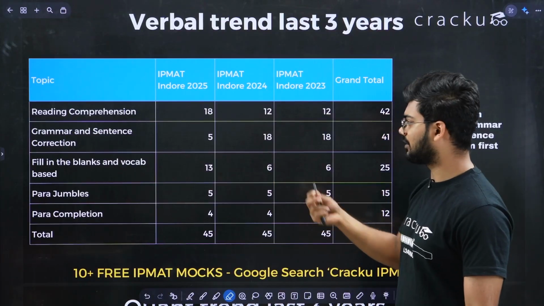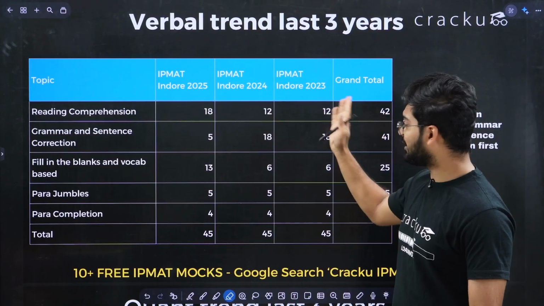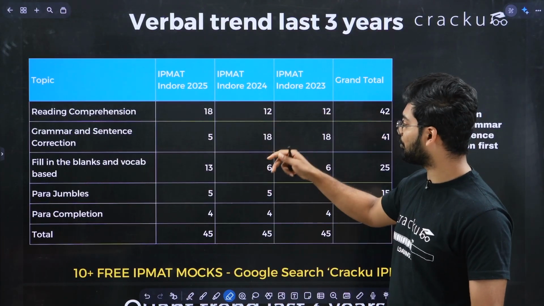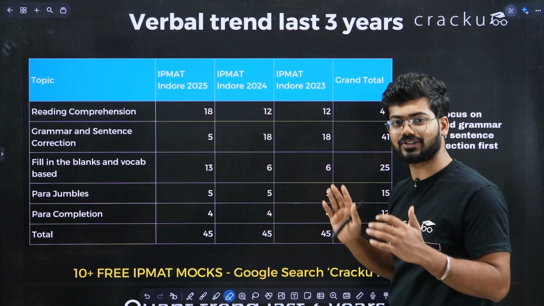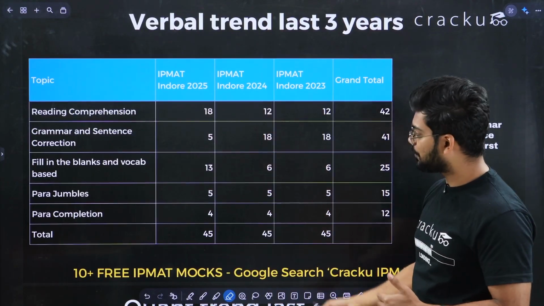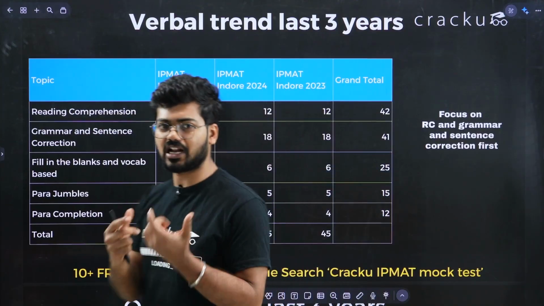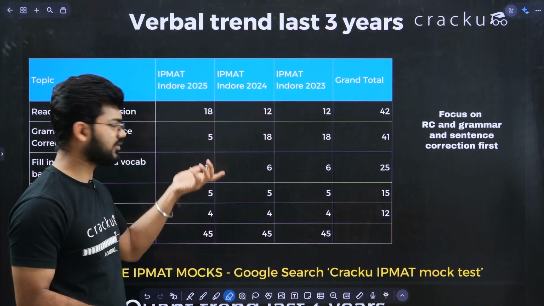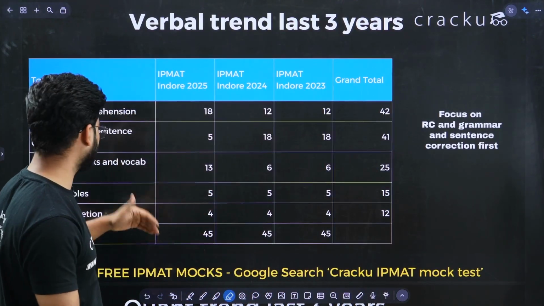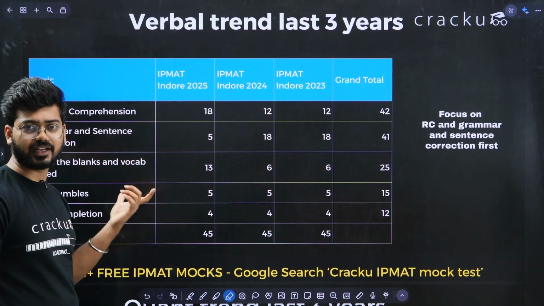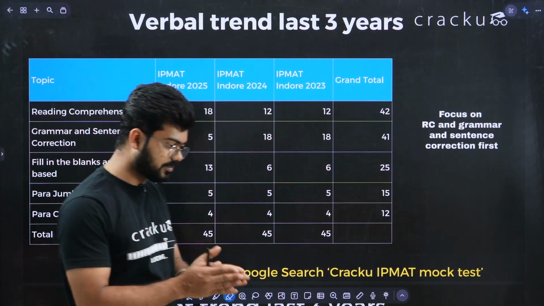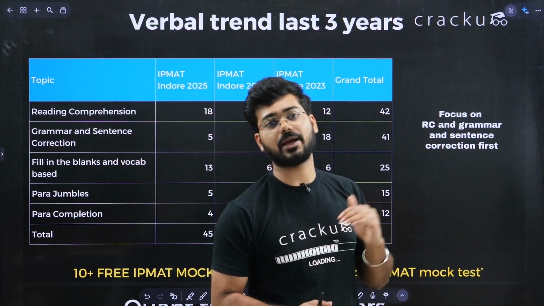If we see for grammar and sentence correction, 18 in 2023, 2024, and 2025, it just came as 5. No, it's not the case. Why am I saying so? See, specific grammar based sentence correction, they were 5, but what happens is that grammar and sentence correction and fill in the blanks, right? In fill in the blanks also, sometimes grammar based rules apply, right?